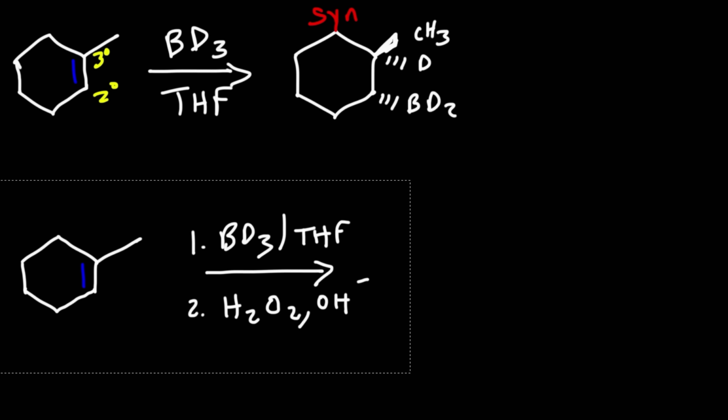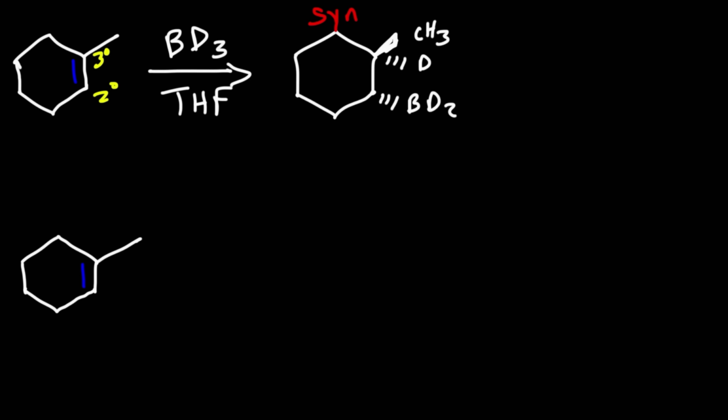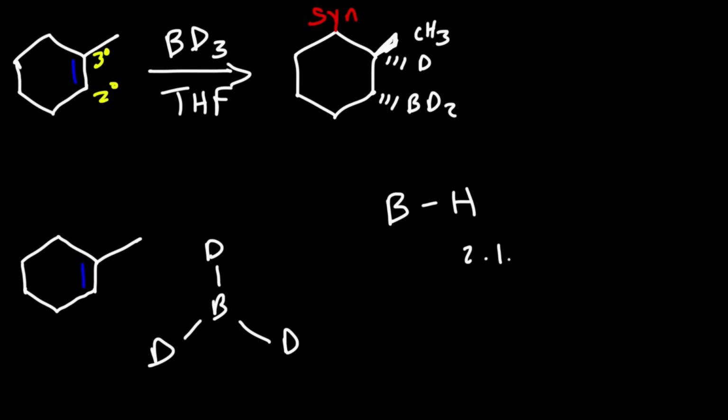To show the mechanism for that, here's what you can do. So we have deuterium, boron, and two other deuterium atoms. Now, hydrogen has an electronegativity of 2.1. Boron is 2.0. So hydrogen is slightly more electronegative than boron. So boron is going to be like the electrophile. It has a slight partial positive charge relative to hydrogen. Hydrogen is the nucleophile.